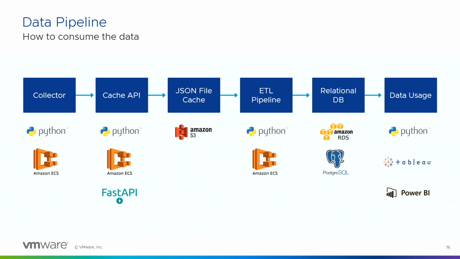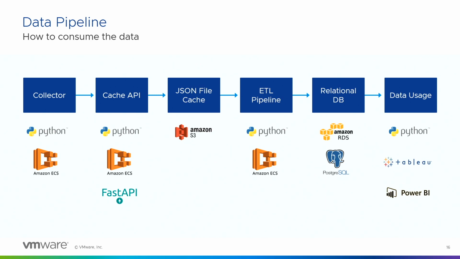This allows us to get rid of some of the unknowns later on in the process. But it takes all of this raw data and stores it as JSON files in S3. And that's the next piece you see here, the JSON file cache, just an S3 bucket, nothing too terribly interesting there.